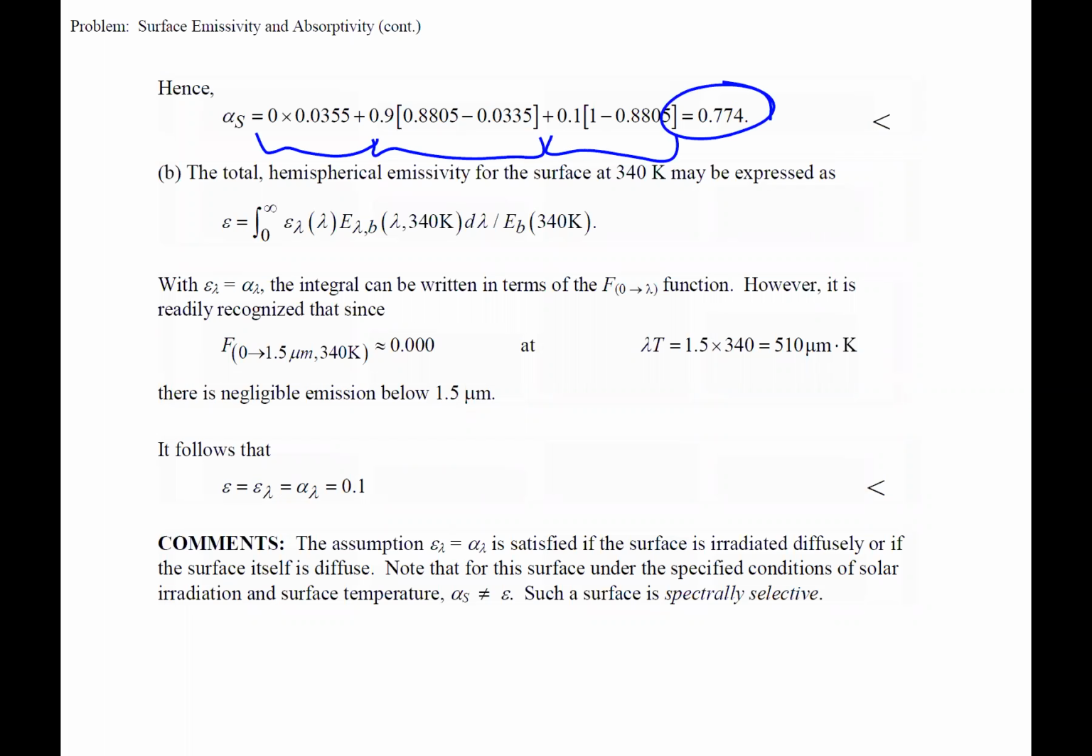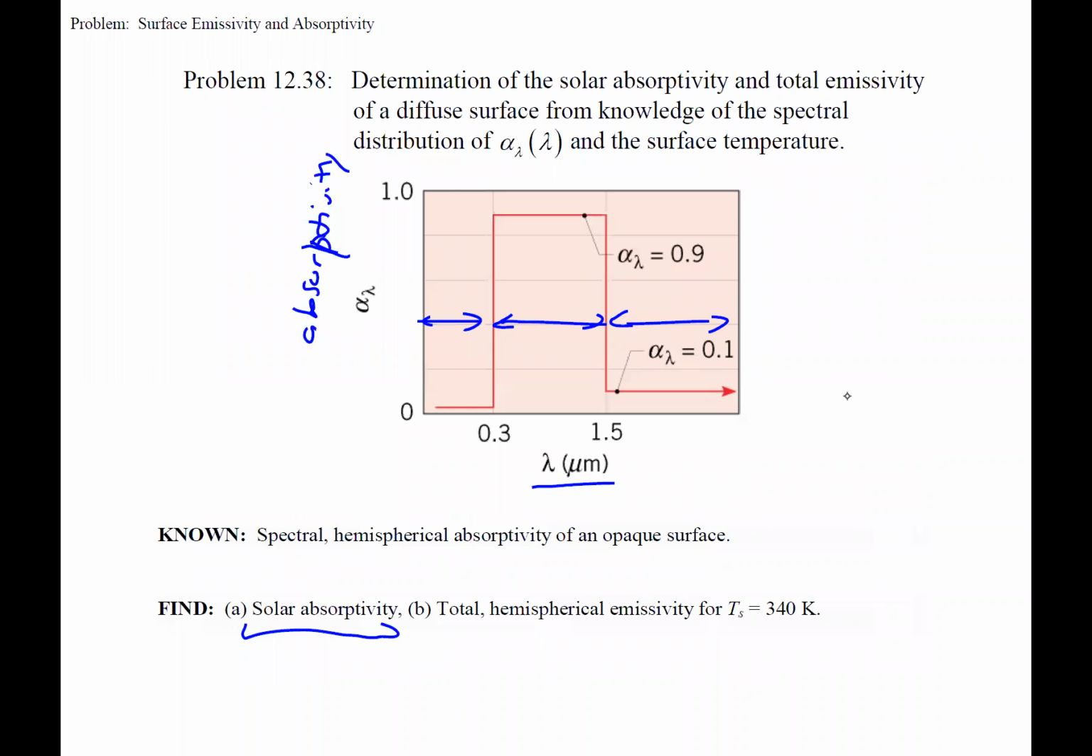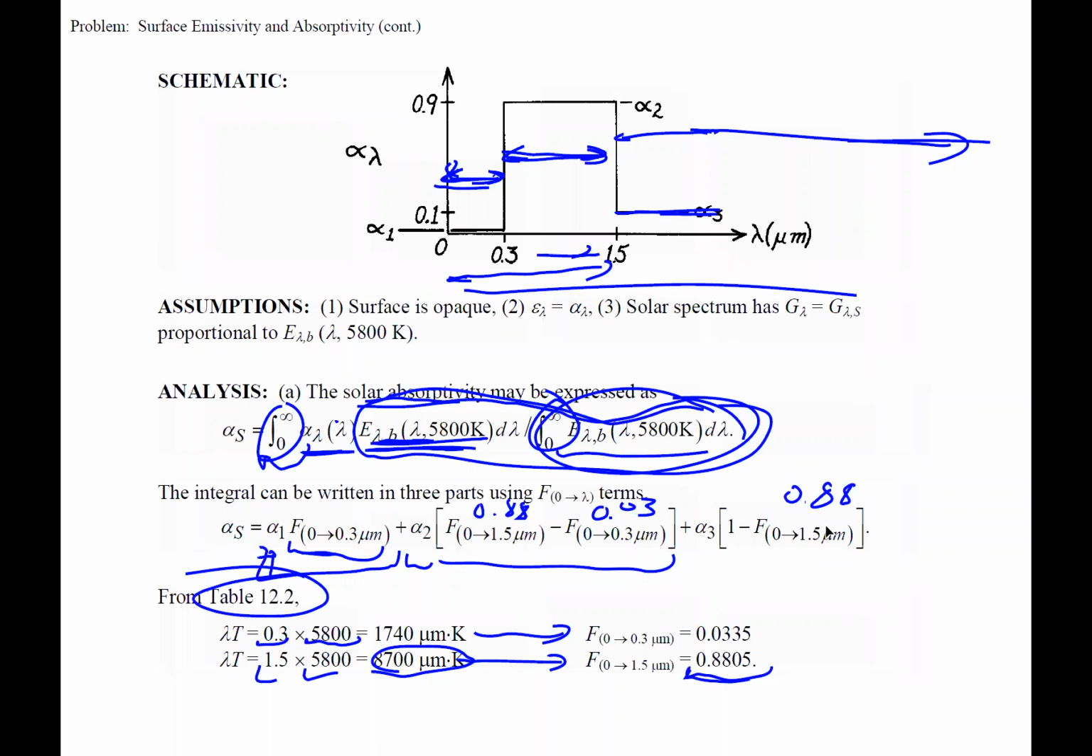Okay, so that's the absorptivity of the solar portion of what's coming in. Then it asks, part B is the total hemispherical emissivity. It also told us the temperature of the surface was 340, and it told us to set the emissivity at a given wavelength equal to the absorptivity at a given wavelength. So that is diffuse. That's what it's telling us.